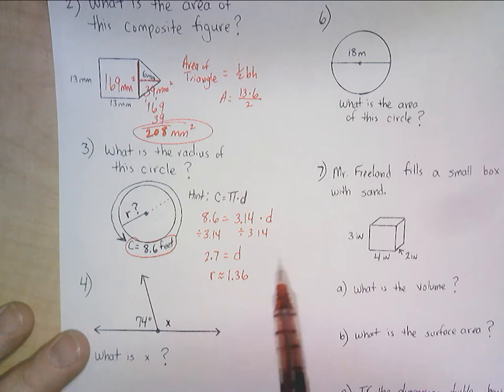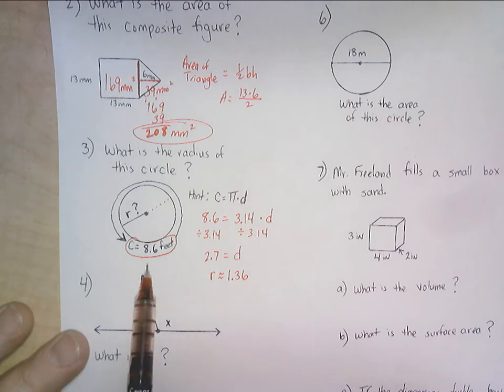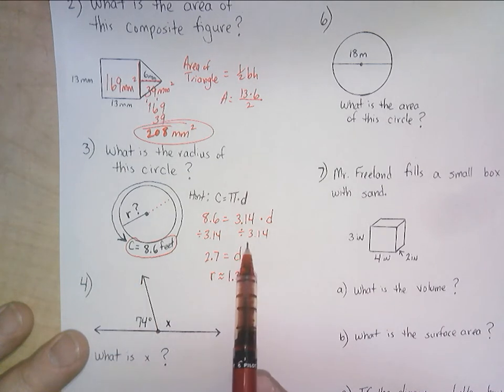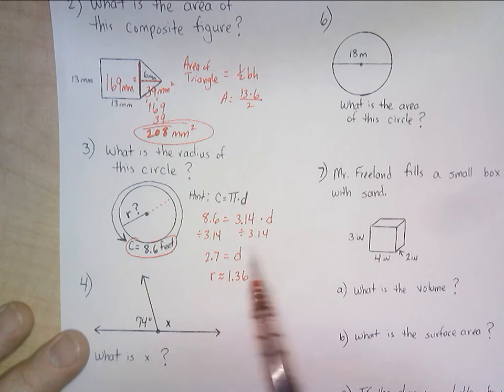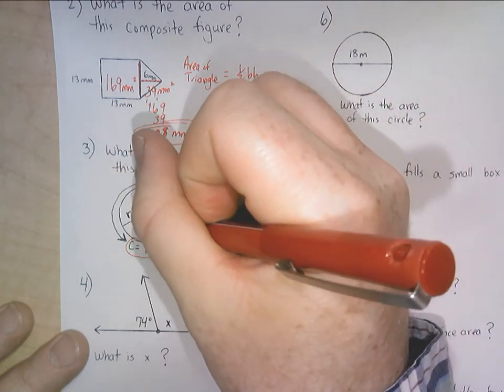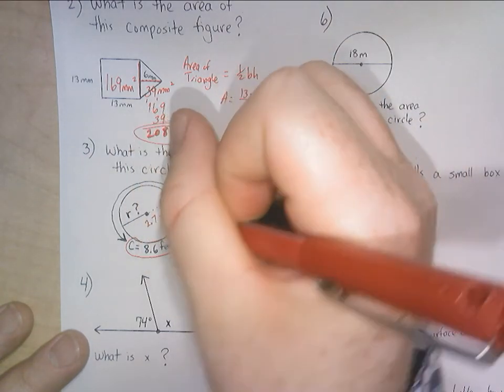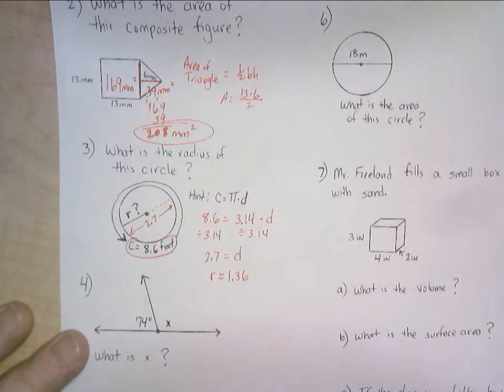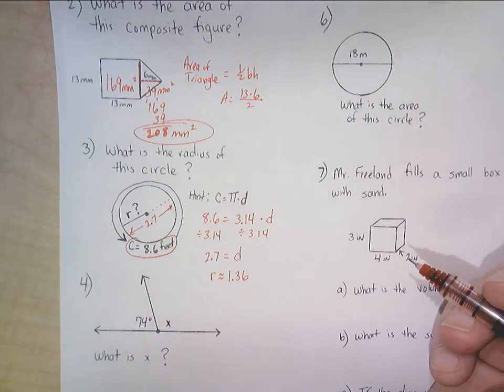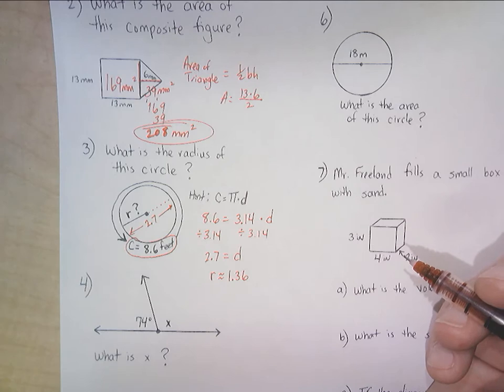So again, just a recap, take your circumference, divide it by pi to get the diameter. Once you know that the diameter, the distance all the way across, is 2.7, then you take that number and divide it by 2 because you want to get the radius. Radius is always half the diameter.